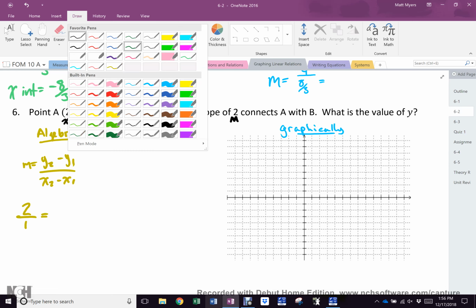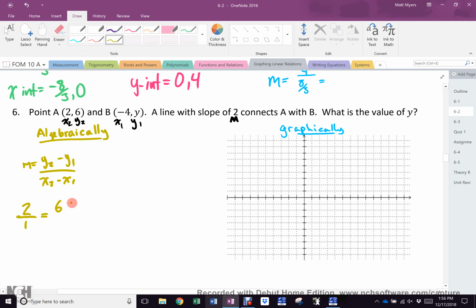6. Minus y1. What do I write there? y over x2. What do I write right there? 2. What do I write right there? Negative 4. Tidy this up. 2 over 1 equals 6 minus y.